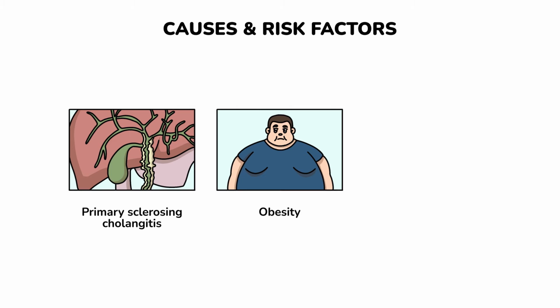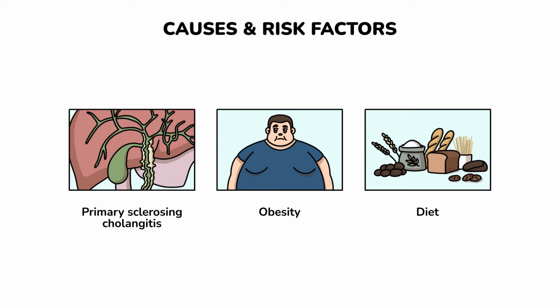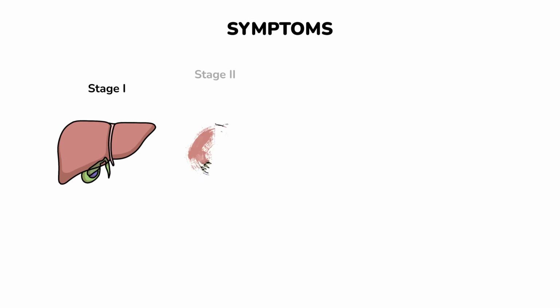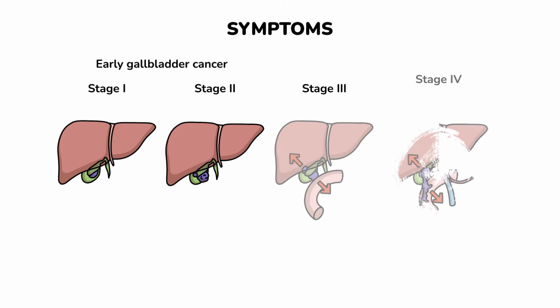Obesity. Being overweight increases the risk of developing gallbladder cancer by approximately 20%. Diet. High intake of carbohydrates and low intake of fiber may also increase the risk. Early gallbladder cancer often presents no symptoms. It makes it easier to grow without being detected for a long time.